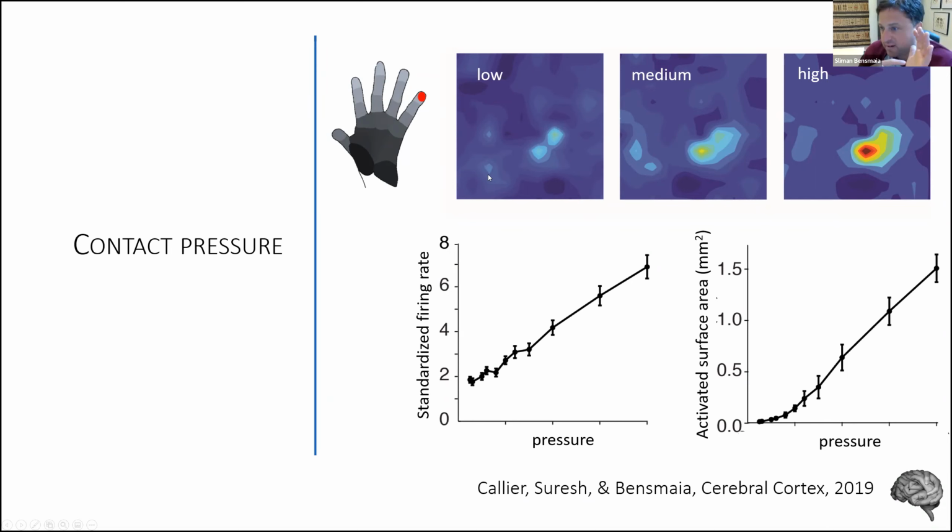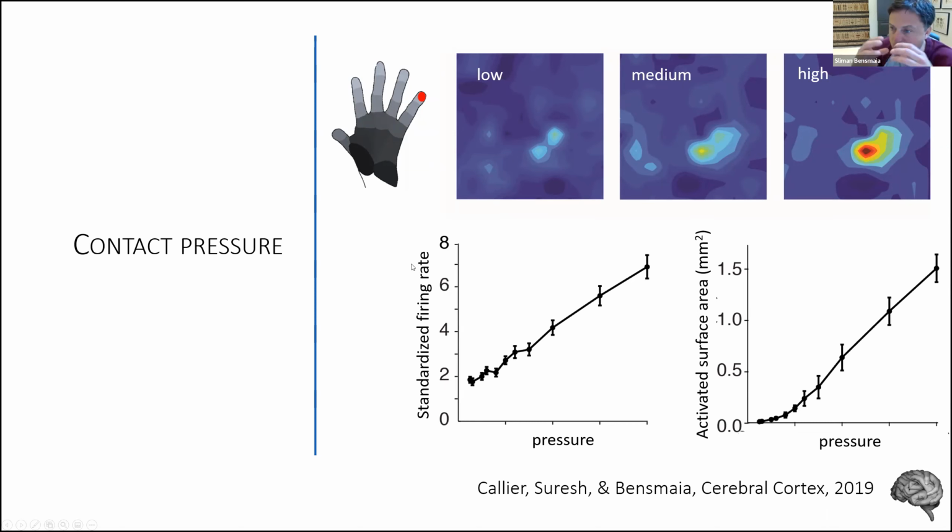Low pressure, so a faint touch on the hand, creates a faint sensation, and then high pressure, well, it's not really that high, but we press pretty hard on the skin, and this is the pattern of neural activity. And this is an intermediate level of force. As you can see, two things happen when you increase the pressure on the skin.